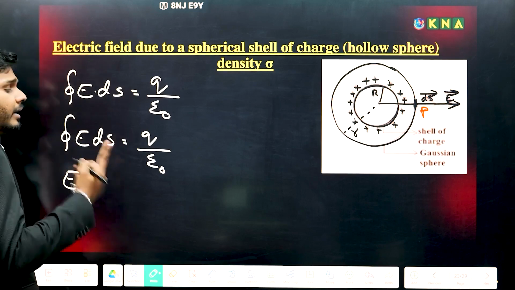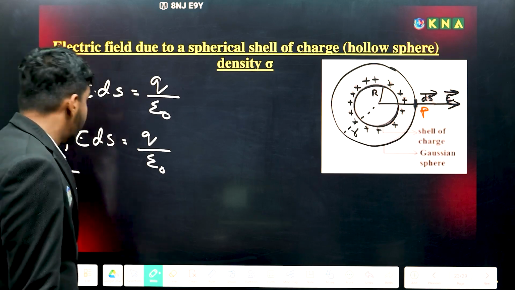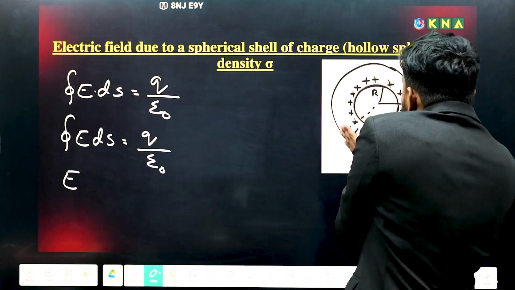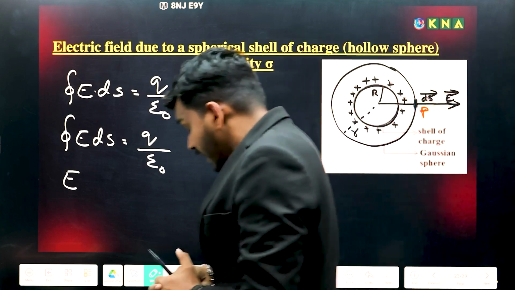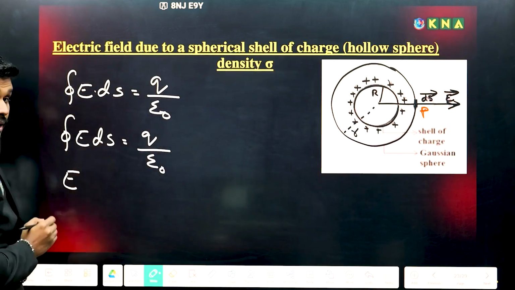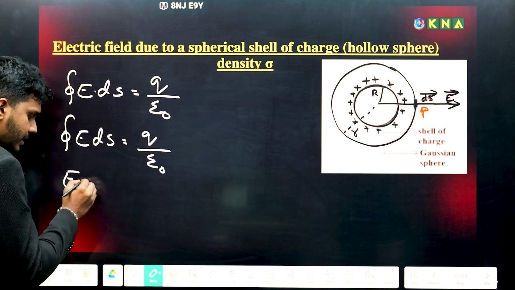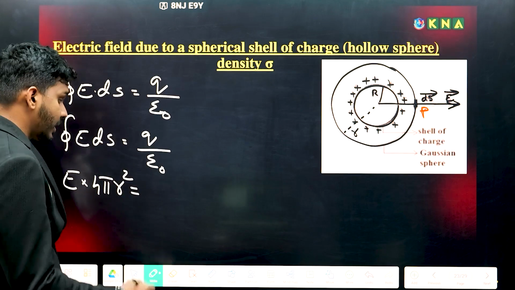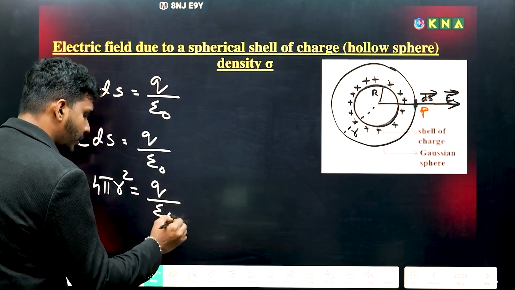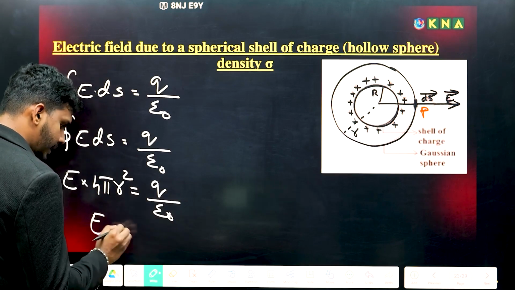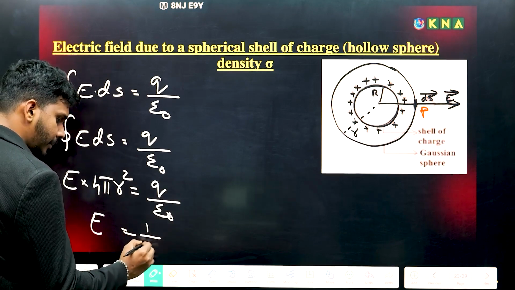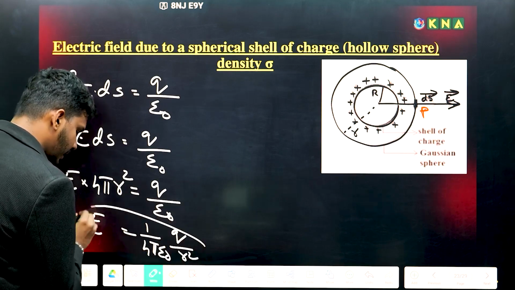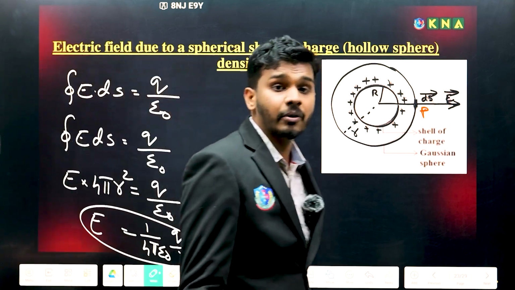Then what is the total ds? It is the total surface area of the Gaussian surface. The surface area of the Gaussian surface is the surface area of a sphere, that is 4 pi r square. So E into 4 pi r square is equal to Q by epsilon naught. Then the electric field E is equal to 1 by 4 pi epsilon naught into Q by r square.